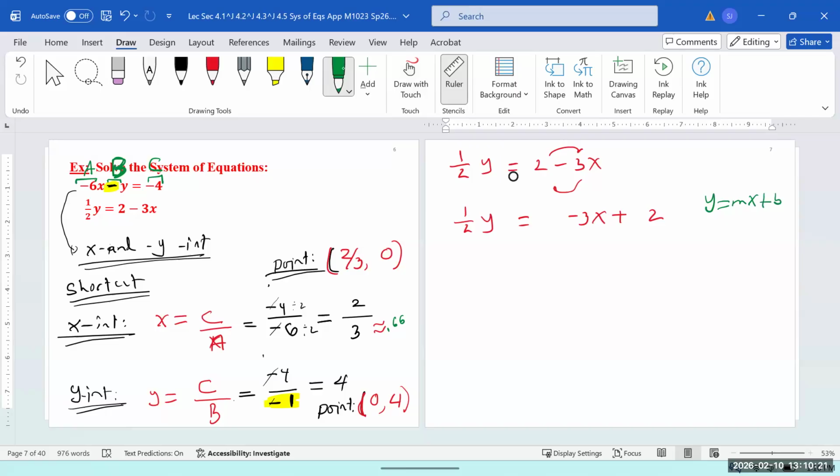So is our second line in slope-intercept form? If you compare the second line with the actual format of the slope-intercept form, are they the same? Do they have the same format? Almost, right? What's the difference? Fraction. Y is supposed to be alone. So in our equation, is our y alone? So what do you do?